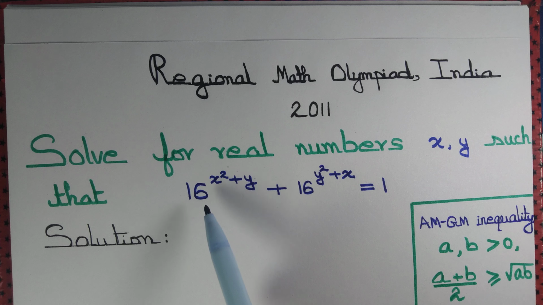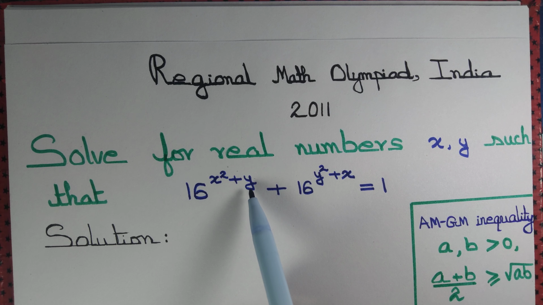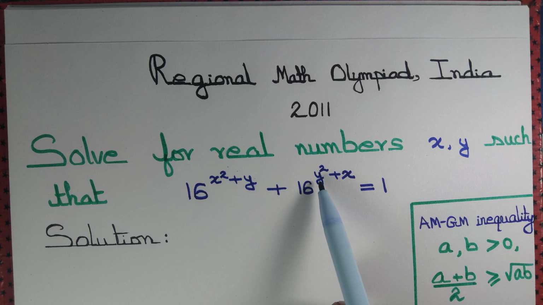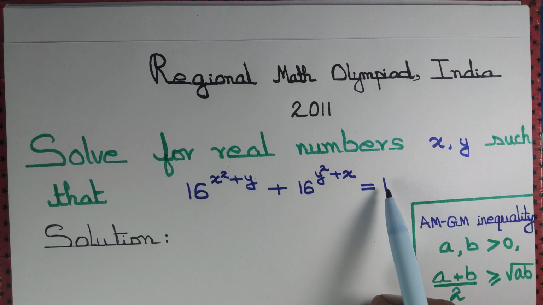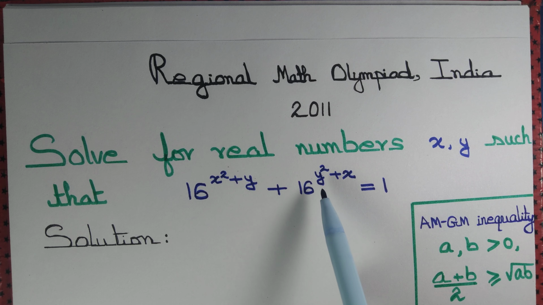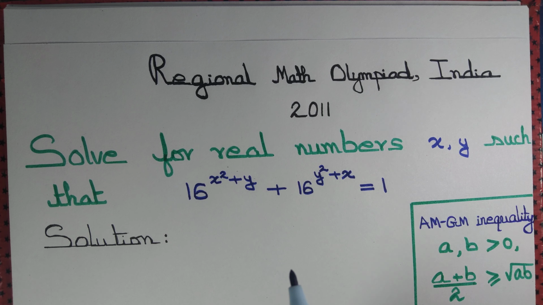The reason being 16^(x² + y) + 16^(y² + x) turns out to be much bigger than 1, and so the equality will not be maintained in most of the cases. In fact, we will get very few solutions.